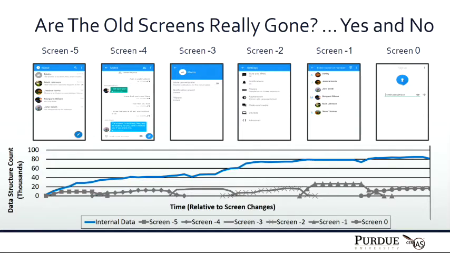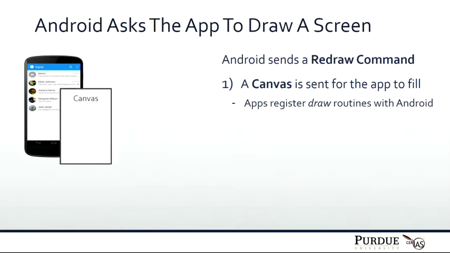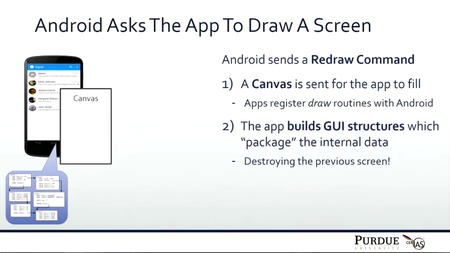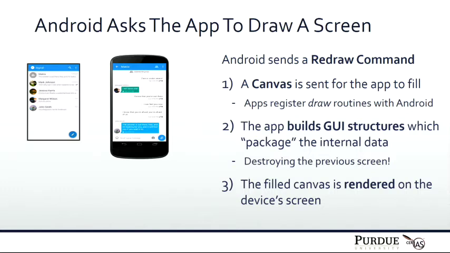And so that got us wondering, how does Android handle transitions in screens? Well, it turns out that Android just asks the application. Android sends a redraw command to a running app and provides it a blank canvas to draw its screen into. The application's customized drawing routines then execute and package up all of that internal data to fill up the canvas. It's this operation that destroys and overwrites all of that previous screen's GUI data. And then once the app's custom drawing routines are finished, that newly filled canvas can be rendered on the device's screen. It's this redraw mechanism that allows the Android framework to bring up any of the app screens that it needs without interacting directly with that internal data that it can't understand.